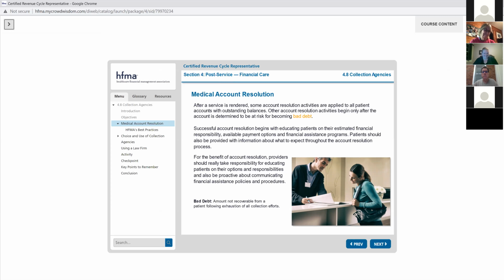Okay. So where are we? Medical accounts receivable? Medical account resolution. Medical accounts receivable, yeah, okay. Let me fix my glass. We don't want receivables now.